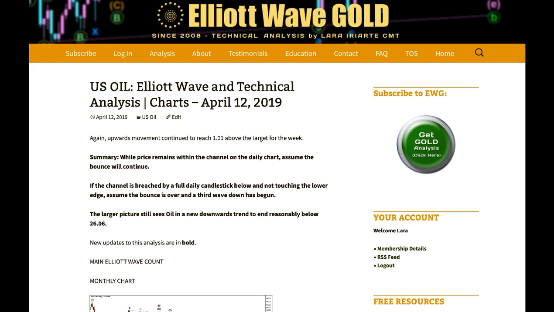It's overbought and I'm expecting a change possibly next week, but in order to have any confidence whatsoever that there's a high in place, I need to see a breach of that trend channel with at least one full daily candlestick below and not touching the lower edge. If that happens at some stage next week, then I will assume the bounce is over and a third wave down will then have begun.